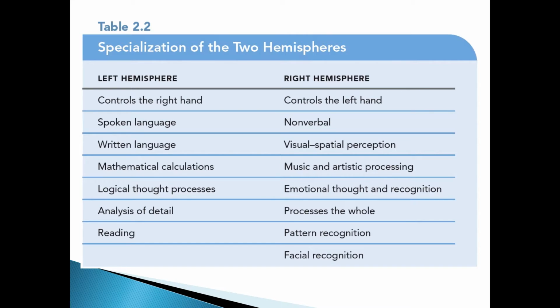The right hemisphere controls our left hand and plays a role in a lot of nonverbal processing, our visual spatial perception, patterns, our music and artistic processing, emotional thought and recognition, our processing the whole of things, pattern recognition, and facial recognition all seem to be predominantly processed by the right hemisphere.